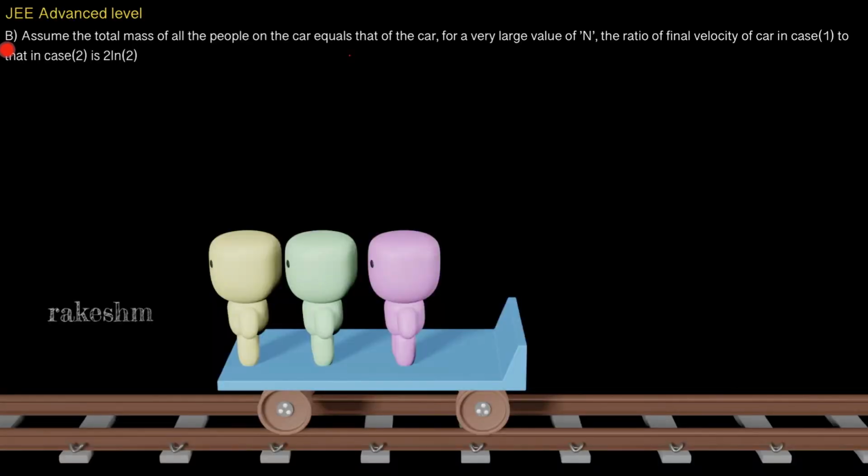Let us now move on to option B. Assume that the total mass of all the people in the car equals that of the car. So he's saying the total mass of the n people here equals the mass of the car. So we can write n into small m equals capital M. The ratio of final velocity of car in case 1 to that in case 2 is 2:2. So for very large value of n, we need to calculate the final velocity of car in case 1 and in case 2, and we need to take the ratio of these two.